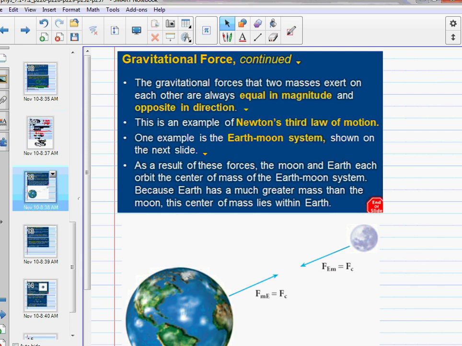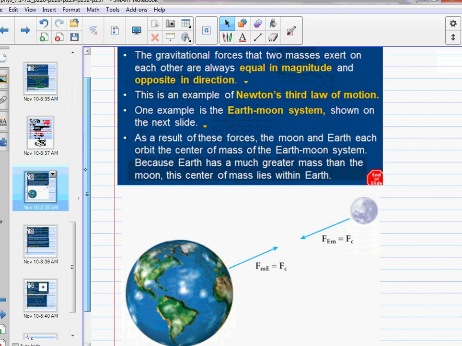The gravitational forces that two masses exert on each other are always equal in magnitude, opposite in direction. Newton's which law? Oh, second. Third. Third law, the equal and opposite. This is an example of Newton's third law of motion. I didn't even notice that when I asked the question.